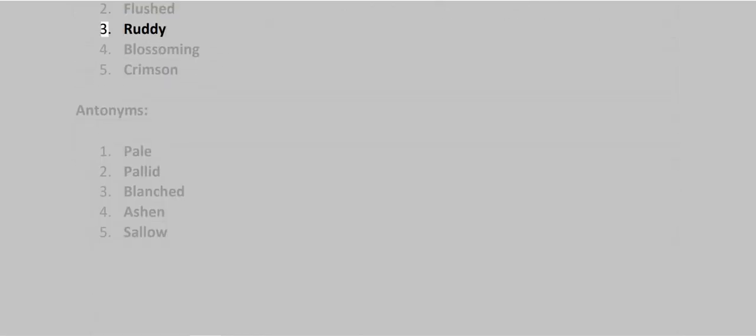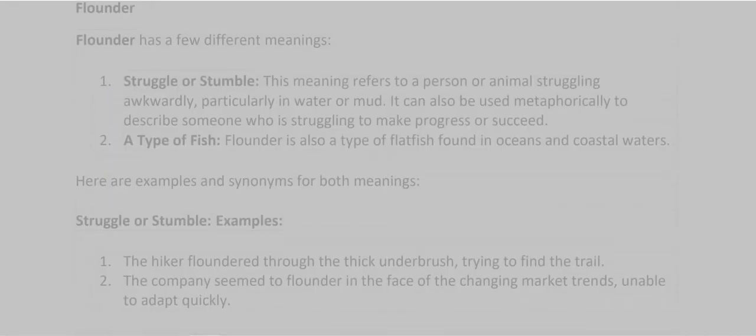3. Ruddy. 4. Blossoming. 5. Crimson. Antonyms: 1. Pale. 2. Pallid. 3. Blanched. 4. Ashen. 5. Sallow. Flounder. Flounder has a few different meanings.